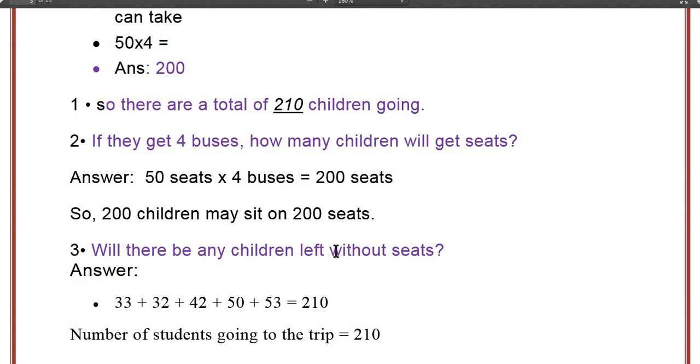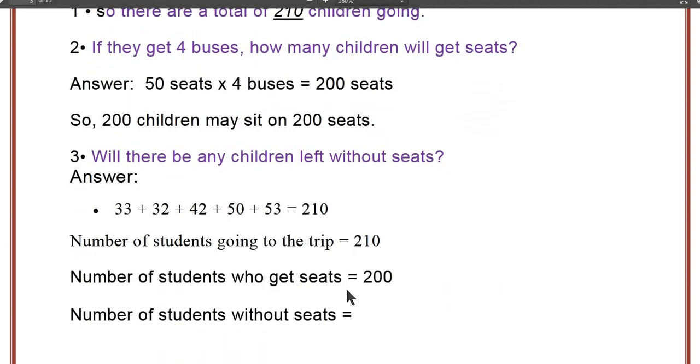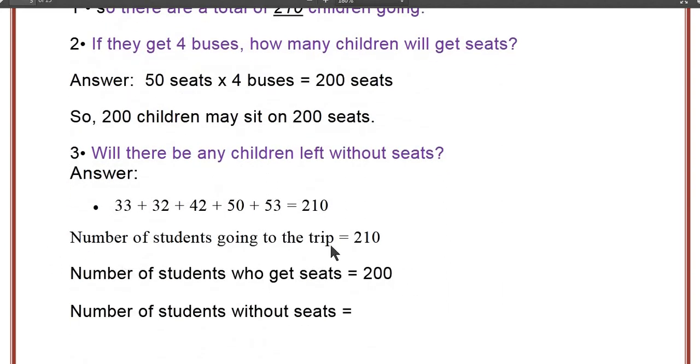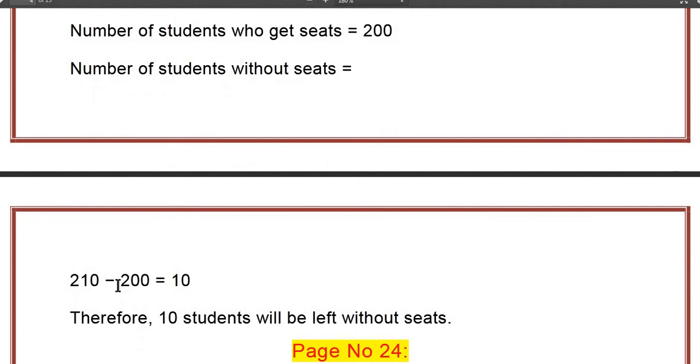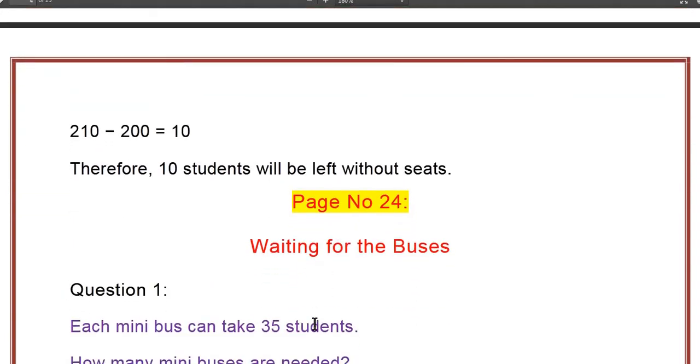Will there be any children left without seats? 33, 32, 42, 50 and 53 is equal to 210 children. Number of students going to the trip is 210 and number of students who get the seats is 200. So number of students without seats is equal to 210 minus 200 is equal to 10. Therefore 10 students will be left without seats.